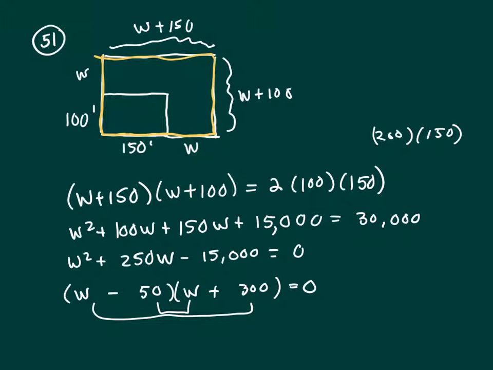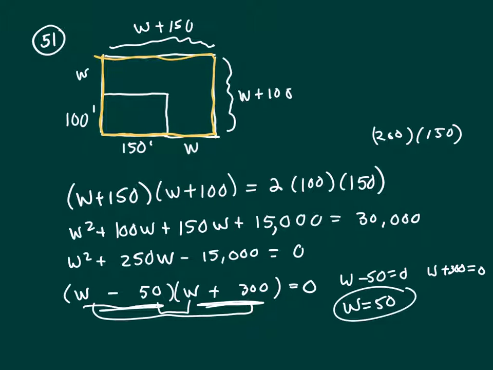So you set each one of these equal to 0. W minus 50 equals 0, or W plus 300 equals 0. And the reason you do that, you're multiplying 2 things together. What's the only way you can multiply 2 things together and get a 0? Well, one of them would have to be a 0. So this gives you W equal 50, and that's your answer because this gives you a negative answer.